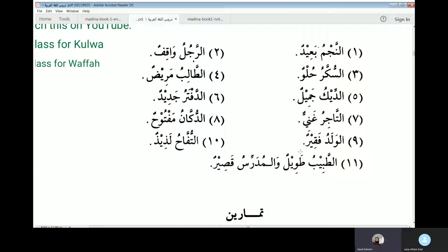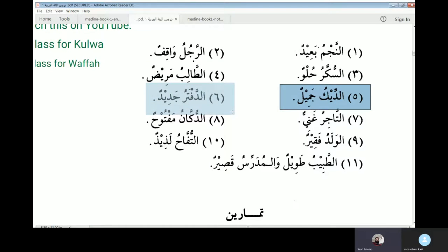Okay. We have 11 sentences here. Mr. Mujadda, read the 5 sentences. An-najmu ba'idun, the star is far. Ar-rajulu waqifun, the man is standing. As-sukkaru hulwun, the sugar is sweet. At-talibu maridun, the student is sick. Ad-diku jamilun, the rooster is beautiful.